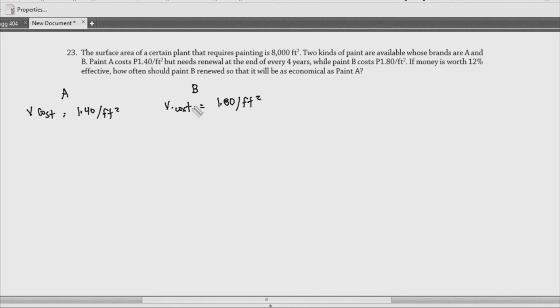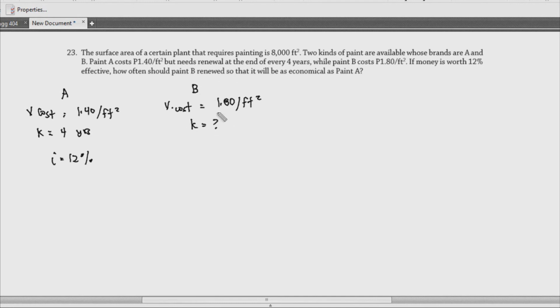So in short, mas matipid si B, pero we could see from here na yung renewal natin for A would be every 4 years. So yung K natin would be 4 years. And then how about this B? So yung B is 1.8 feet squared lang, no? And if money is worth 12%, so that is I is equal to 12%, no? How often should paint be renewed so that it should be as economical as paint A. So therefore, we need to find K here.